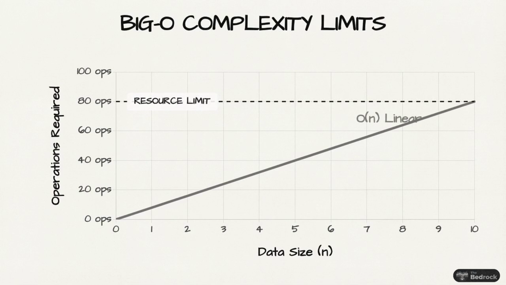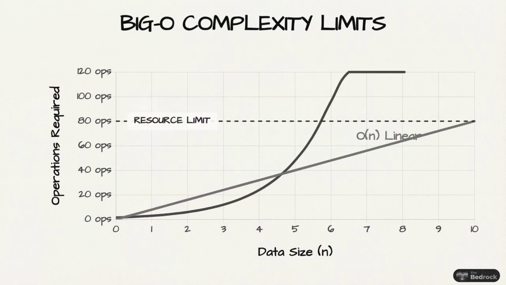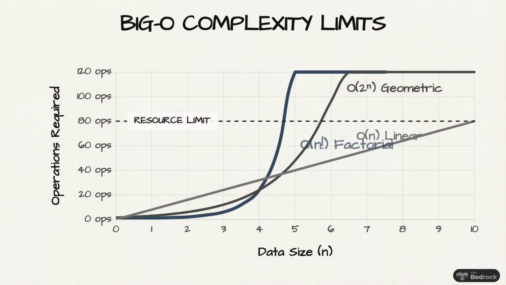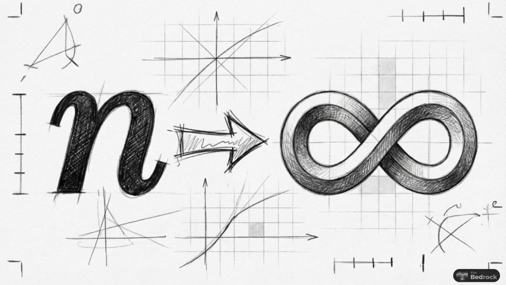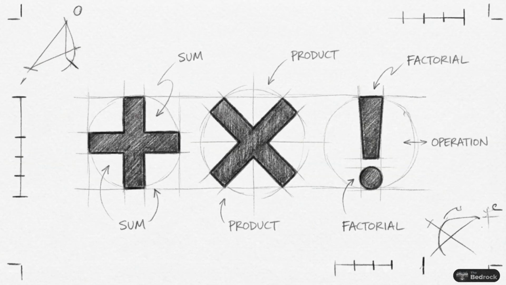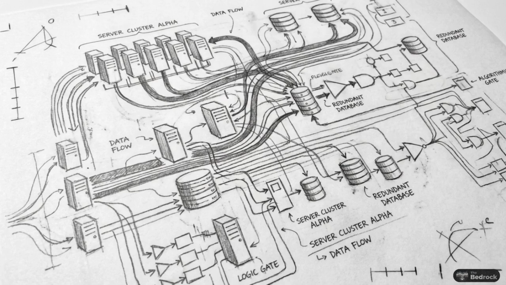The shallow linear curve represents arithmetic logic, O of n. The steep curve is geometric, O of 2 to the n. The vertical spike is factorial, O of n factorial. Big O analysis is the study of these specific mathematical sequences as the data size, n, approaches infinity. Mastering arithmetic, geometric, and factorial sequences is the vital prerequisite for analyzing complexity, optimizing loops, and engineering software architecture that survives real-world scale.